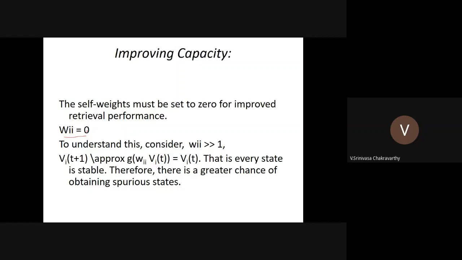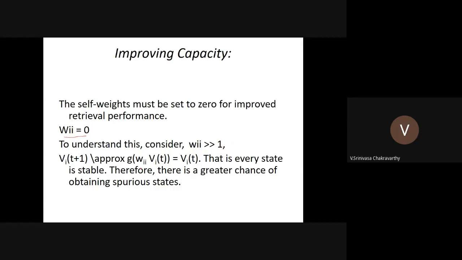If you remember our derivation for proving that the energy function always goes down as the update progresses, to prove that, we assumed that the self weights are all positive. But instead of giving them a non-zero positive value, we'll make it 0. Why is that considered? The extreme case is where the self weights are all large positive numbers, let's say much greater than 1 and much greater than all the other weights.